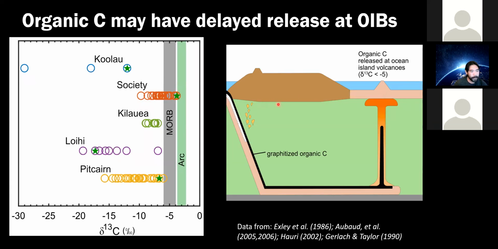And so the measurements are much more sparse compared to the arc measurements, but this is just a compilation of what we've found in the literature. And it's important to point out that we plot all the data from specific sample sets, but these measurements made at Kilauea, Society, Loihi, and Pitcairn are made on glasses.